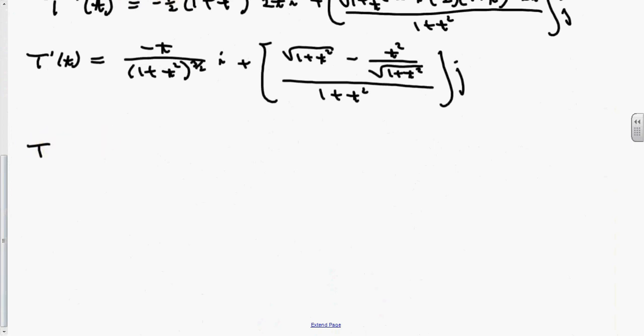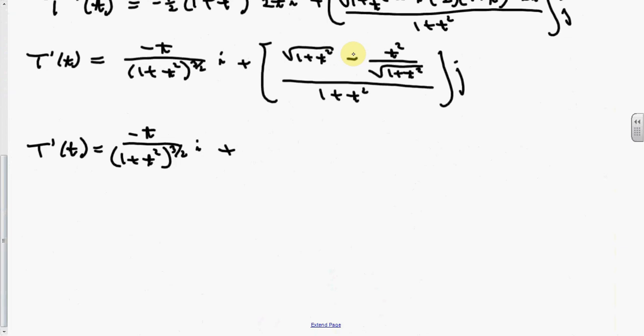So T prime of t is equal to negative t over 1 plus t squared to the 3/2 power, i, plus this numerator up here. Here's what I'm going to do. I'm just going to use what I know from fractions. I'm going to add these two fractions, combine them, find the least common denominator. This term here is the square root of 1 plus t squared over 1, and this denominator is the square root of 1 plus t squared. So I'm going to have a common denominator of the square root of 1 plus t squared. So I'm going to multiply this denominator to this guy and then to the 1. Then after that, I can combine the numerators, all over 1 plus t squared.